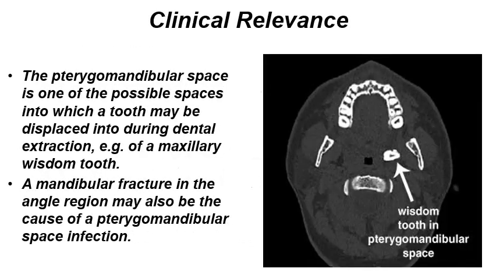Another issue regarding the clinical significance of this space: if you look at the figure on the right hand side, you might find a wisdom tooth displaced into the pterygomandibular space. This usually happens during extraction of maxillary wisdom teeth, where a faulty and erroneous technique might lead to displacement of the wisdom tooth into the pterygomandibular space. And last but not least, this space might be involved in mandibular angle fractures, particularly compound angle fractures, which might lead to infection of the pterygomandibular space.